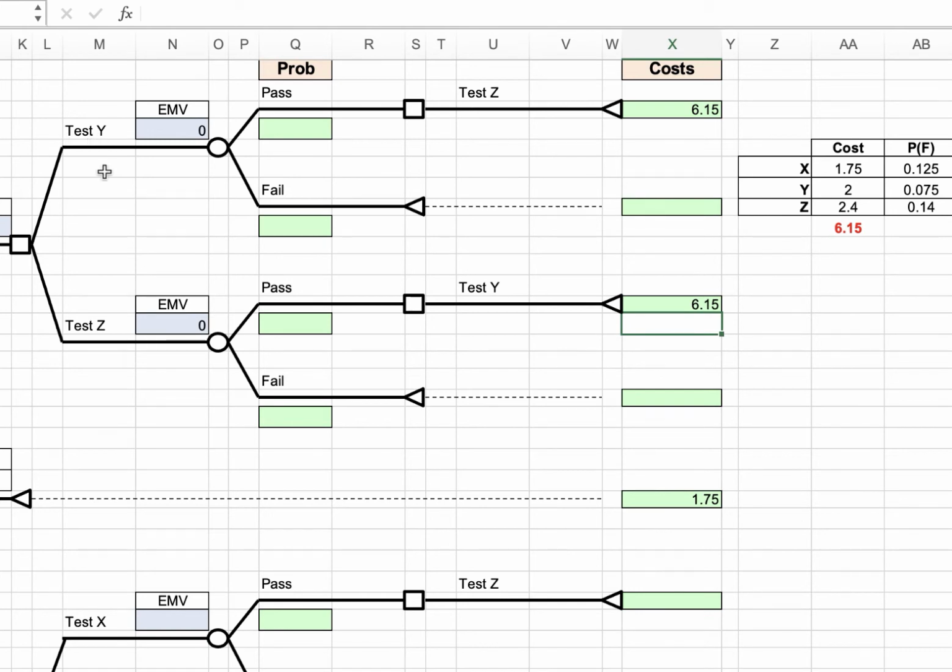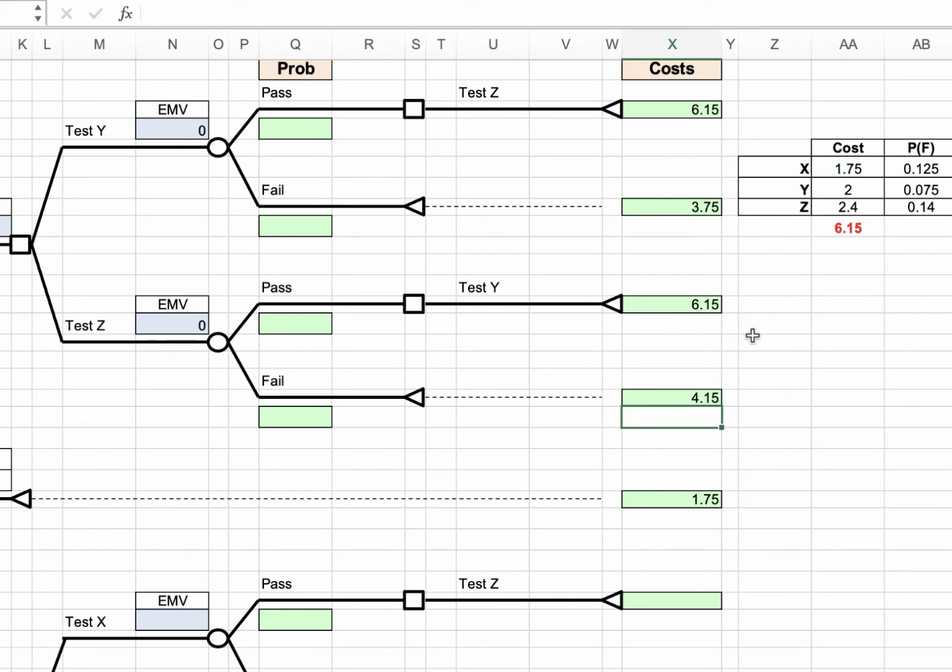But if we start with X, we're going to pay for that. Remember, this is all assuming that we pass that first test X. So if we go on to Y and we attempt it but fail, we're only paying for X and Y. So that equals $1.75 plus $2, or $3.75. If we begin with X and pass and decide to go to Z, once we attempt it, we pay for it. But if we fail, we're not going to incur any additional costs. So here our total cost for this sequence would be X plus Z.